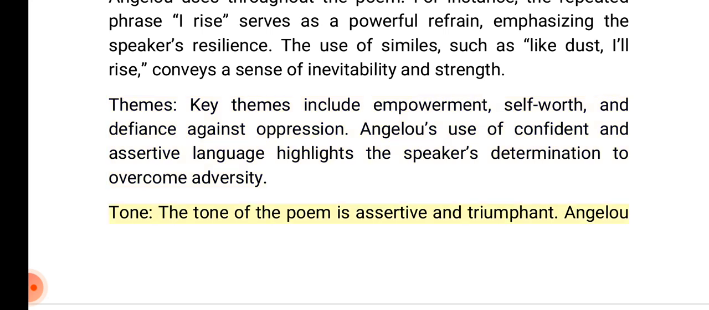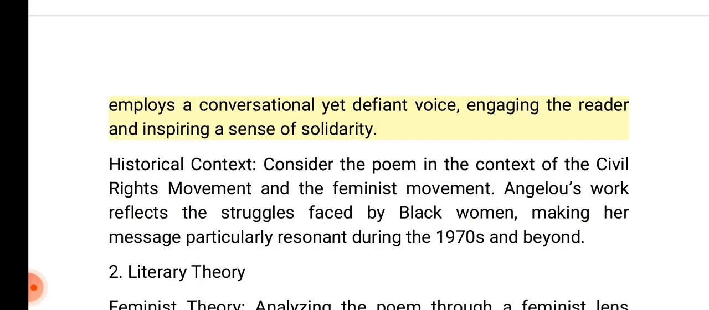The tone of the poem is assertive and triumphant. Angelou employs a conversational yet defiant voice, engaging the reader and inspiring a sense of solidarity. Historical context. Consider the poem in the context of the civil rights movement and the feminist movement. Angelou's work reflects the struggles faced by Black women, making her message particularly resonant during the 1970s and beyond.